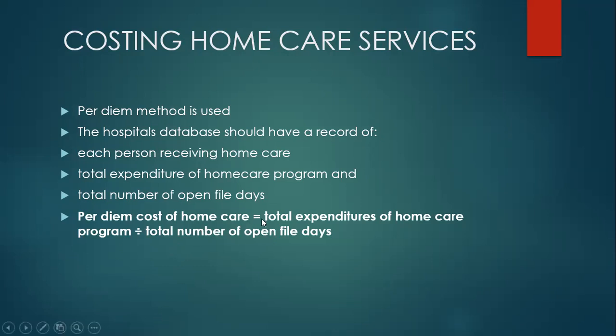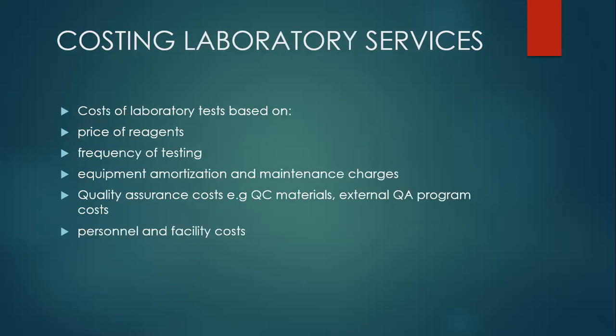So what we do usually is to get a total expenditure and then divide by the number of patients, and then you use that to cost for the home care services.